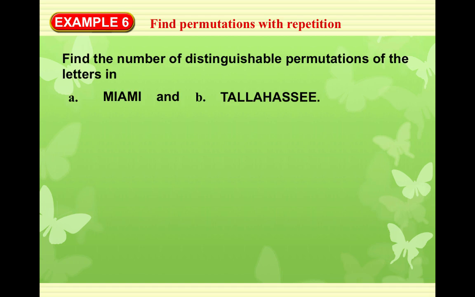We're going to find the number of distinguishable permutations of the letters in Miami, and then Tallahassee. So Miami has repeats for M and I. Tallahassee has a whole bunch of repeats. So let's look at what we do.